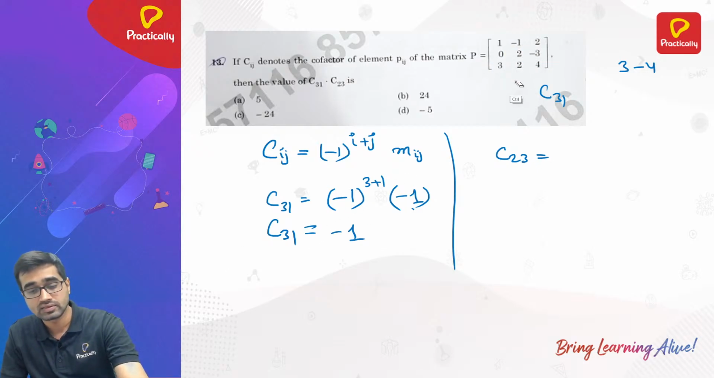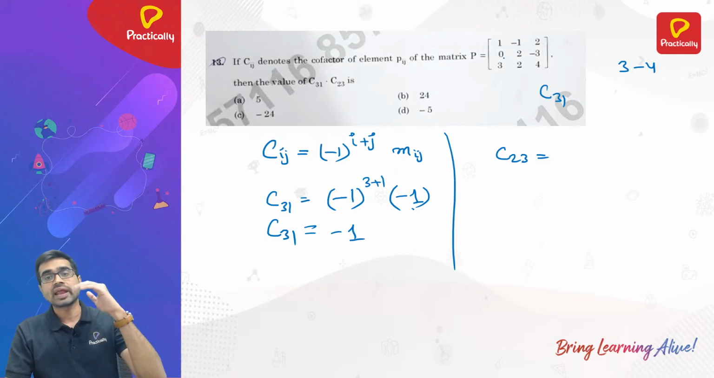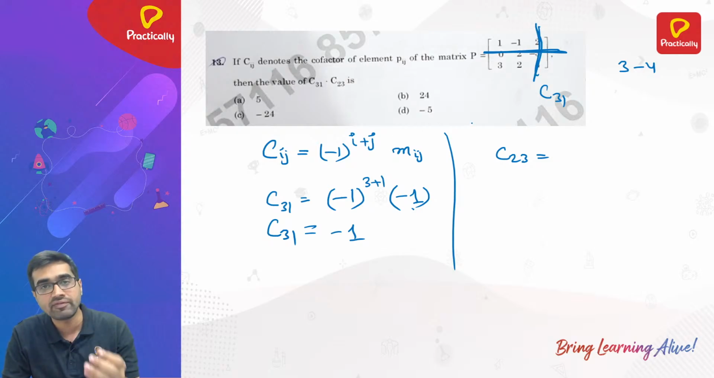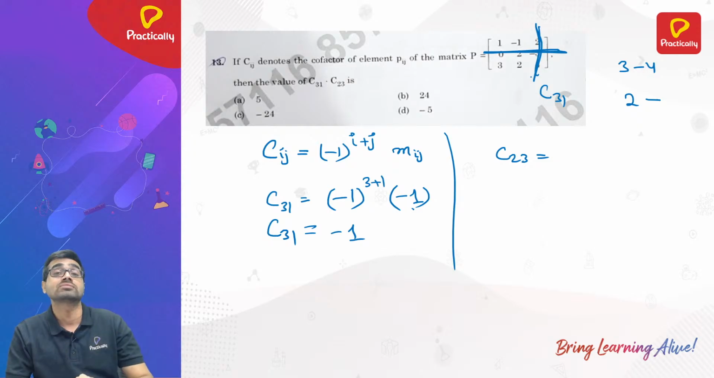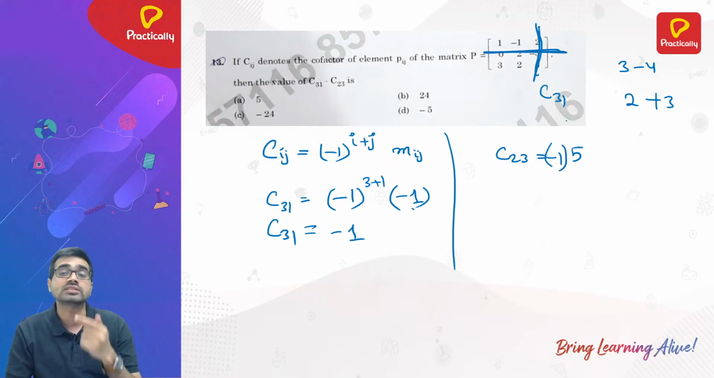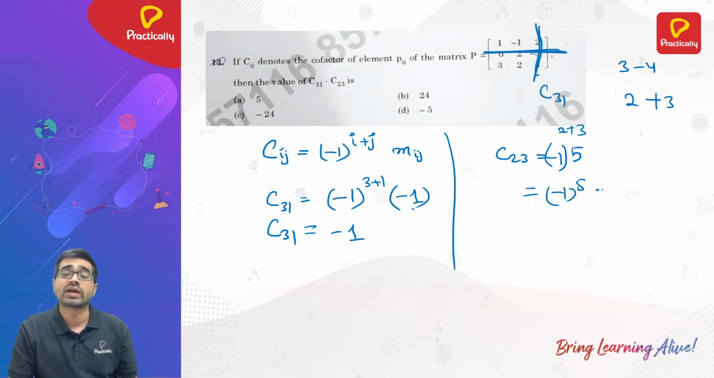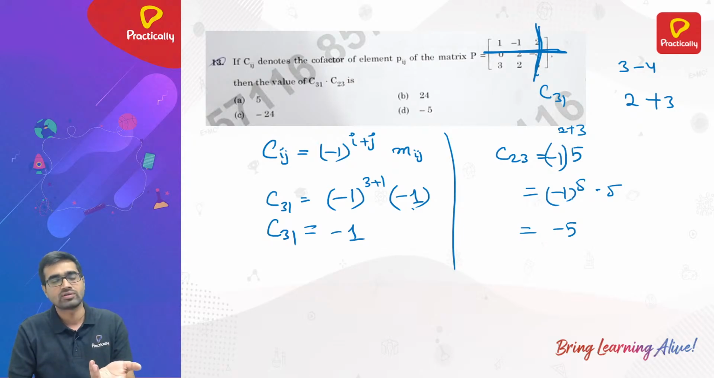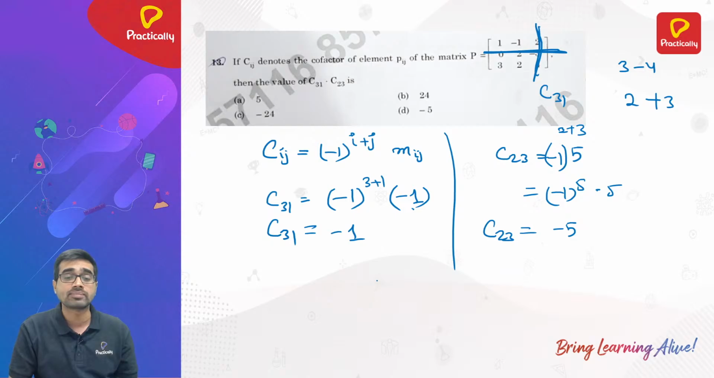I'll erase this. Let's write C23. Second row, lock it. Third column, lock it. What is left? The determinant of it. So 1 times 2, 2. Minus of minus 3 is plus 3. So 5. But minus 1 to the power of i plus j. So it will be 2 plus 3. So you get minus 1 to the power 5 into 5, which is negative 5. An odd power of minus is negative. So now you get negative minus 1. So you get minus 5 multiply, you get plus 5.